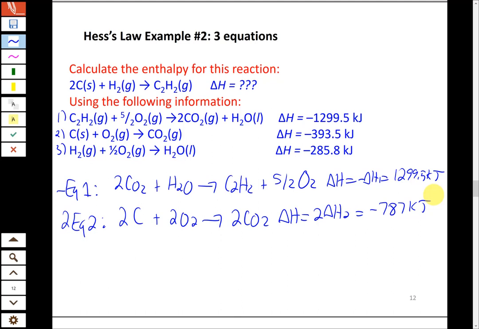And then finally, for equation 3, we want 1 H2 as a reactant. Equation 3 has 1 H2 as a reactant, and so we're going to leave that exactly as is. We don't need to modify anything for that equation. So it's just going to be H2 plus 1/2 O2 goes to H2O, and nothing changes about the delta H.